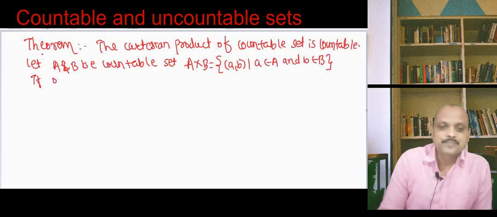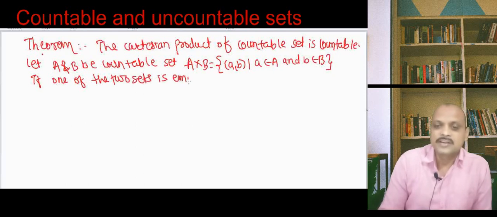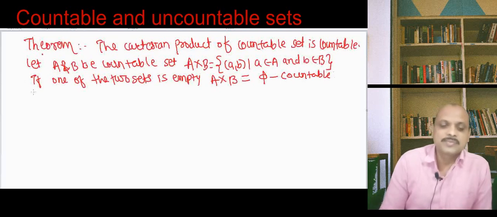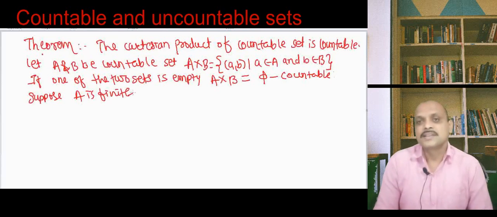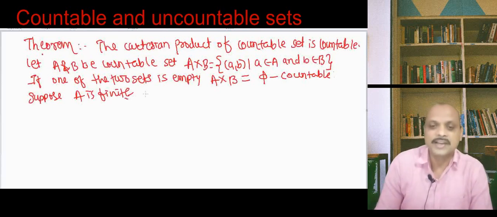Now if one of the two sets is empty, then we can easily find that A cross B is empty, and the empty set is countable. Now the next possibility: one of them is finite. Suppose A is finite. We have considered the second possibility, that one set is finite.